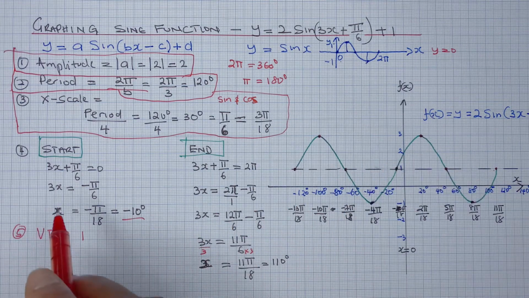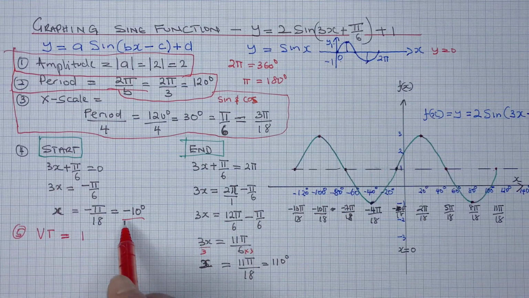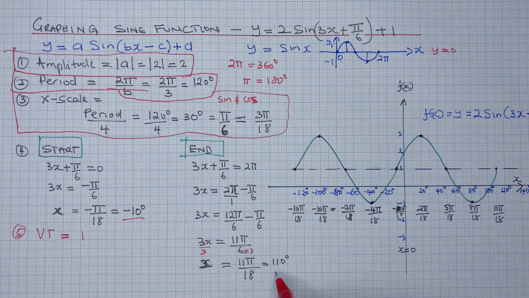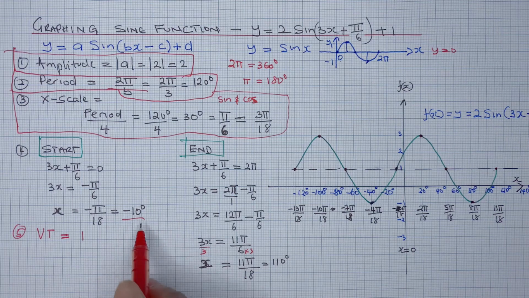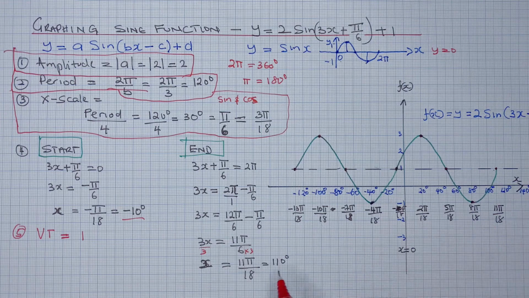So you always find your start and your end. Your start is minus 10, and then your end is minus 110. So you add 30, 30, 30 until you get to minus 110. And that's what we did here. And then we do it to the negative side as well.